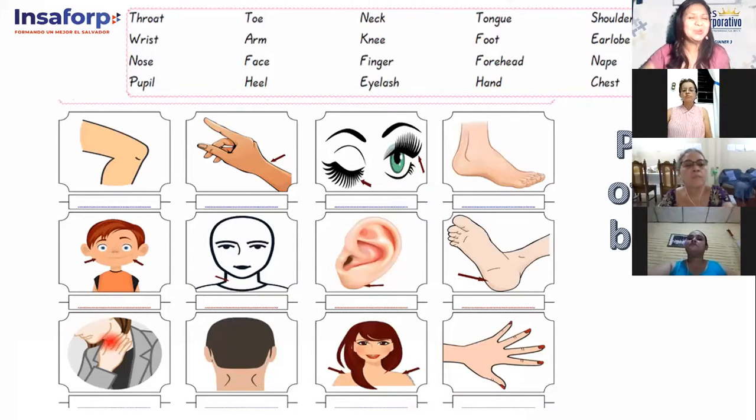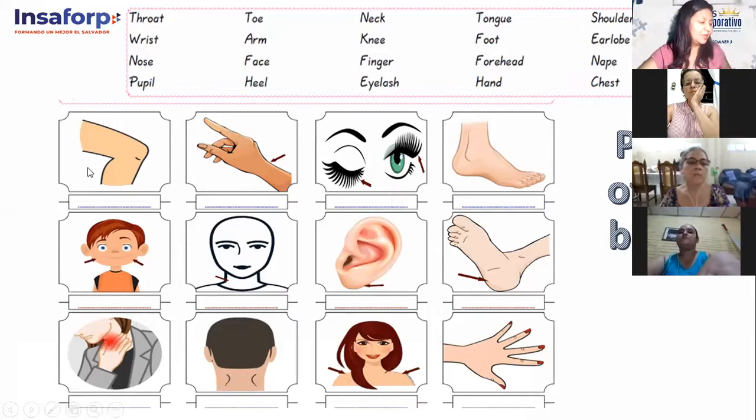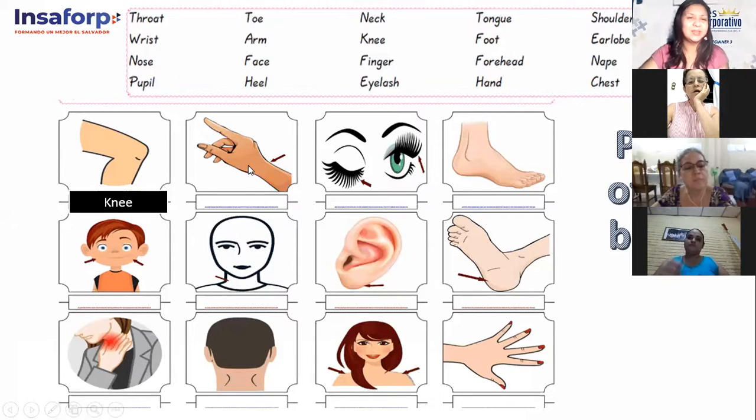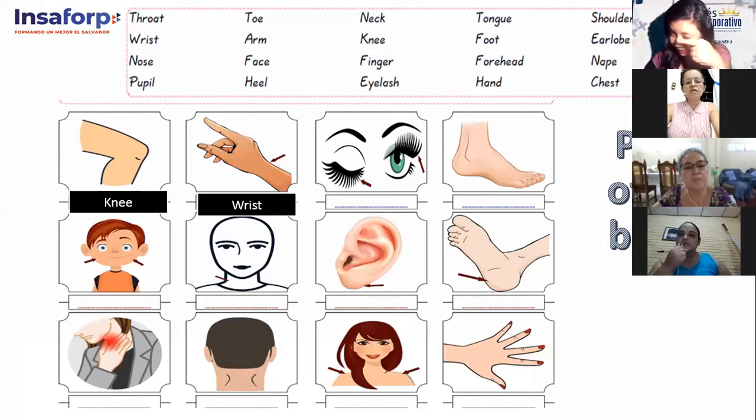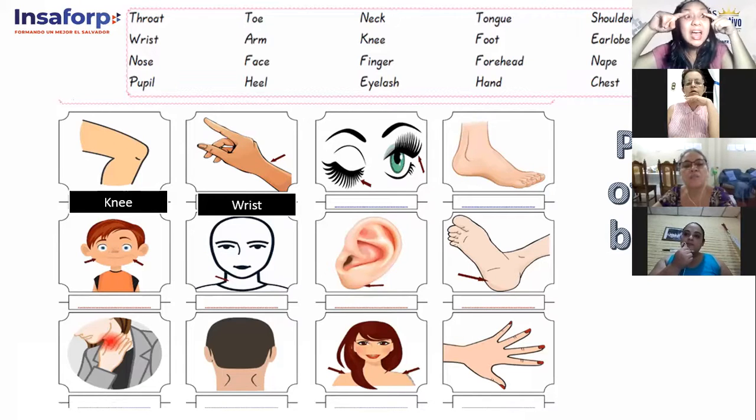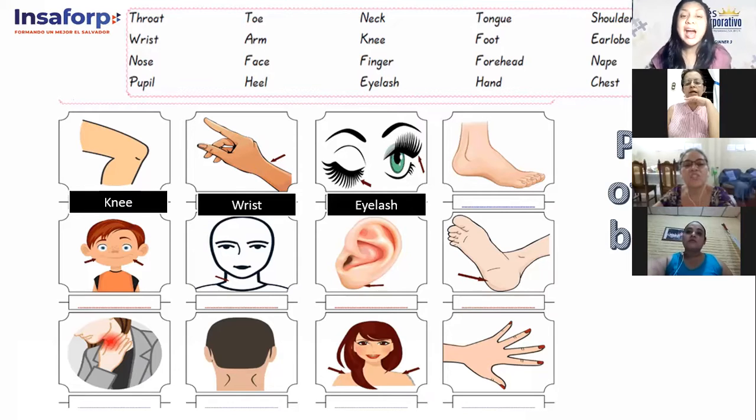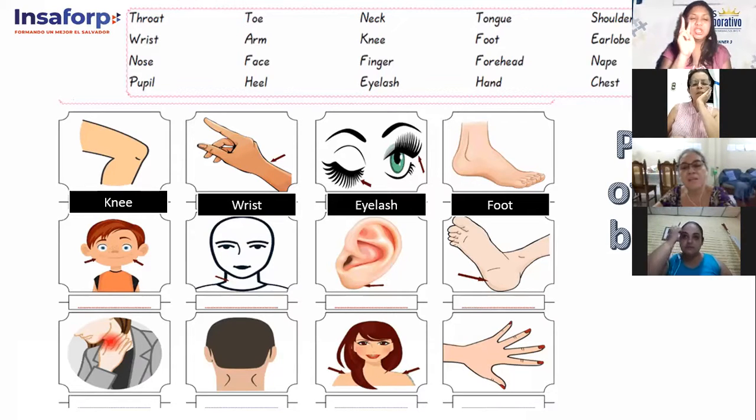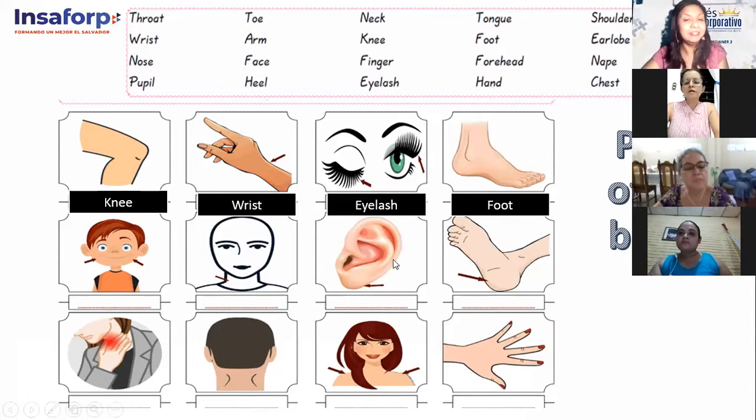I would like you to tell me which is the part of the body that you can see in the picture. For example, this one. Can you tell me which one? What is it? Knee. Yes, it's the knee. Okay, what about this one? This part of your body. Wrist. The wrist. Okay, what about this one? That's in your eye. Yeah, in women, we put some mascara, okay, to look more beautiful. Eyelash. It's eyelash. And in plural, eyelashes. Then we have the foot, okay? Foot is in singular, but if I want to mention both of them, what is the plural form? Feet. Yes. F-E-E-T. Feet.